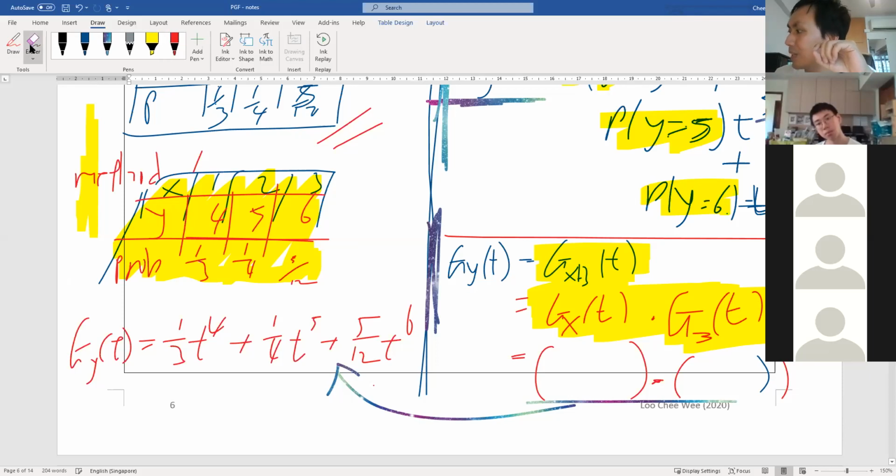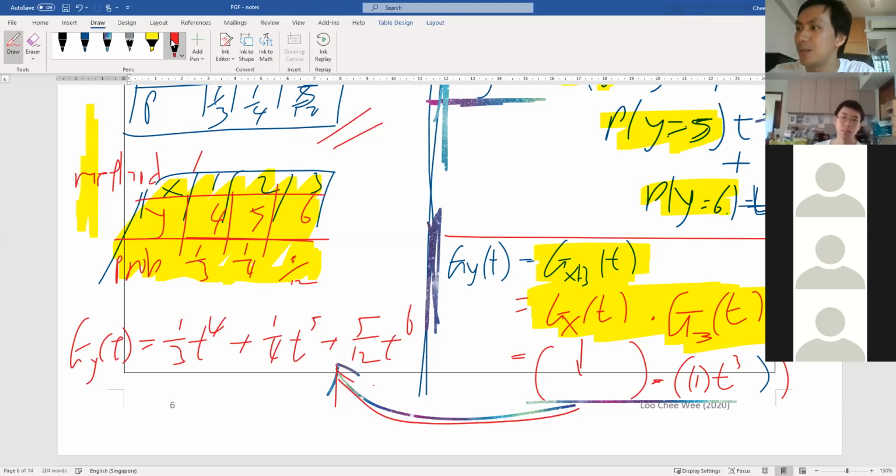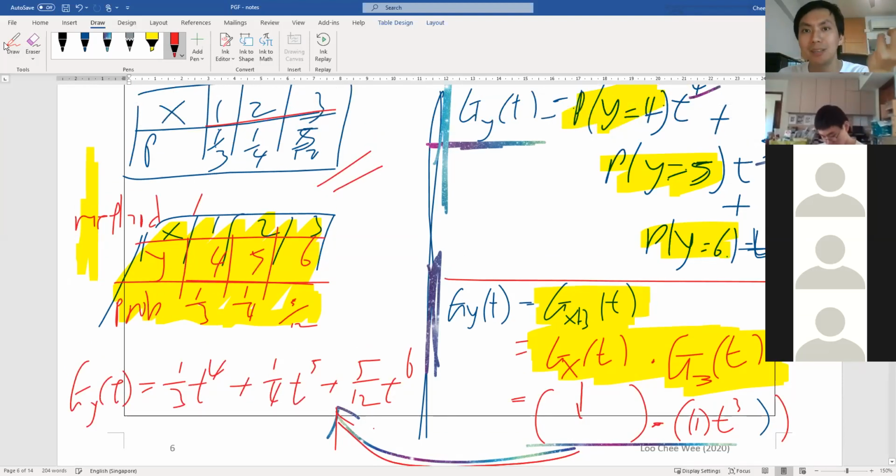That's why, if you multiply 1t to the power of 3 with the PGF of X, you will get the PGF of Y, which is actually this in disguise. Understand? Yeah, okay, thanks. Which means that you're multiplying t cubed to every single term in the PGF of X. Multiplying t cubed to a polynomial means you're just adding 3 to the power, that's all.